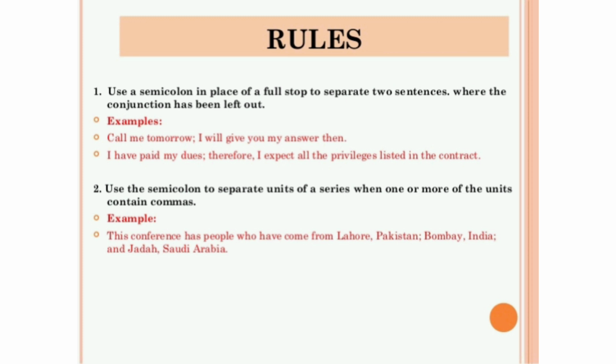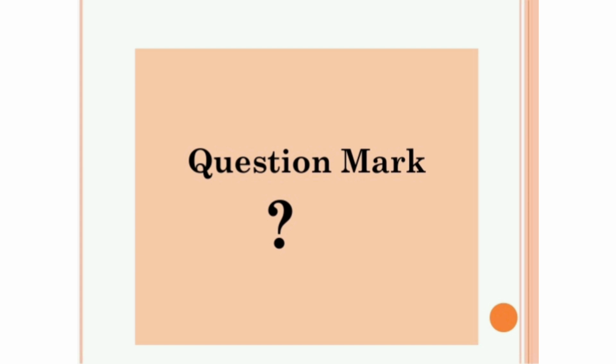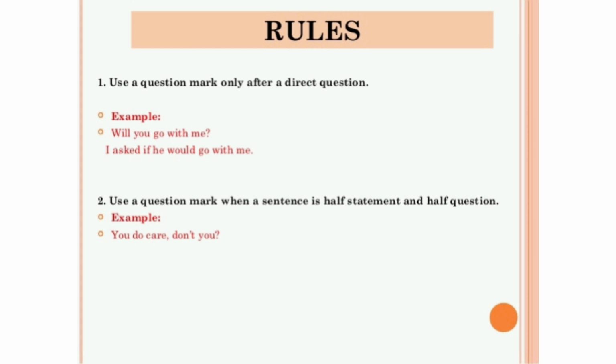Let's move on to the next punctuation mark, which is the question mark. A question mark is used when we are asking a direct question. For example, will you go out with me? Also, you use a question mark when a sentence is half statement and half question. For example, you do care, don't you? So here the sentence is half a statement and the rest of it is a question.